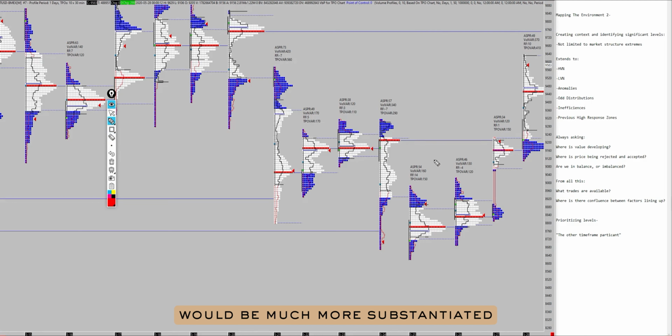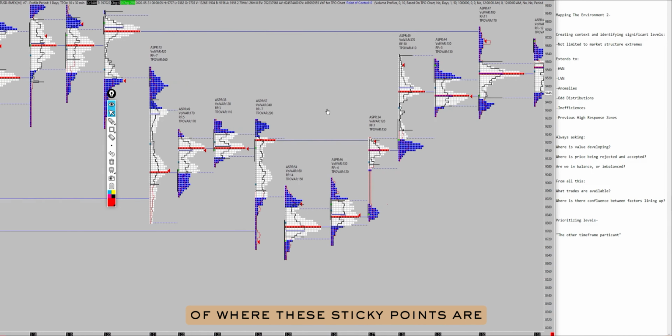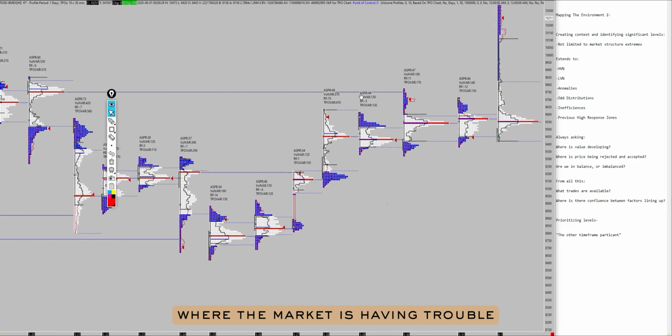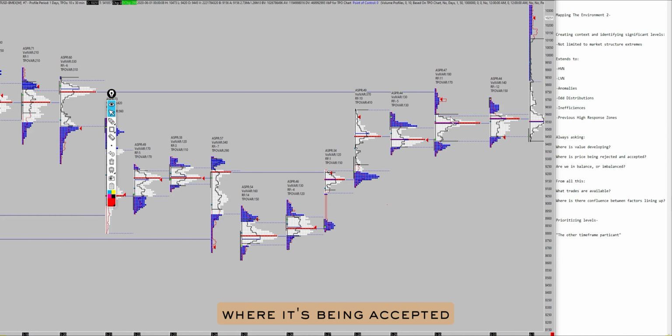Okay, and this obviously would be much more substantiated when we're looking at something like order flow, because all we're doing with market profile is mapping out the environment. All we're doing is trying to get an idea of where these sticky points are, where the market is having trouble, where it's spending the most amount of time, where it's being accepted.